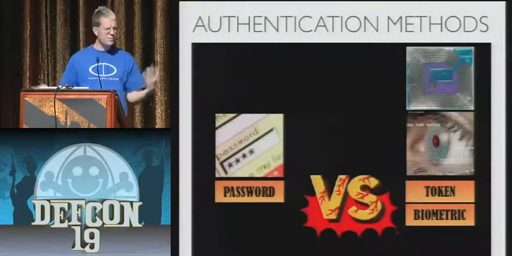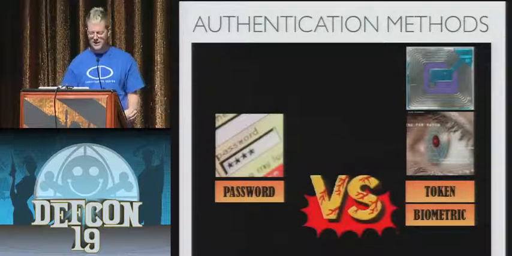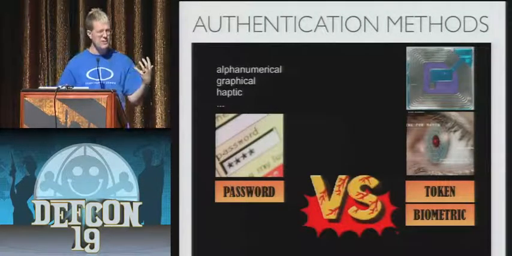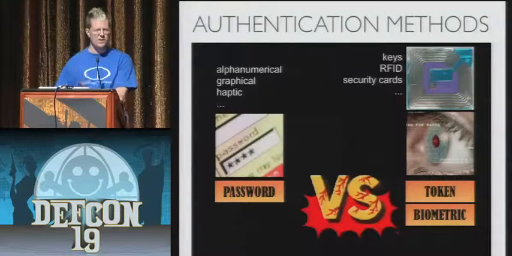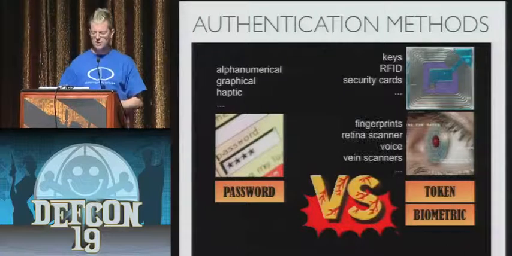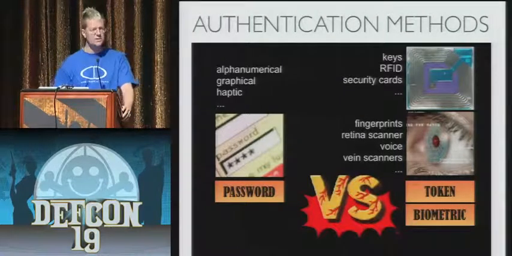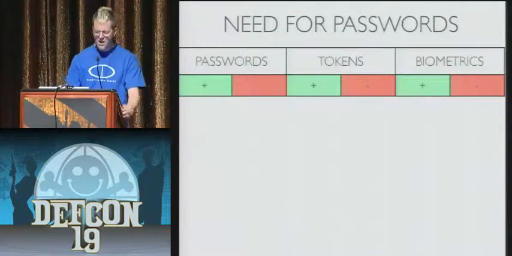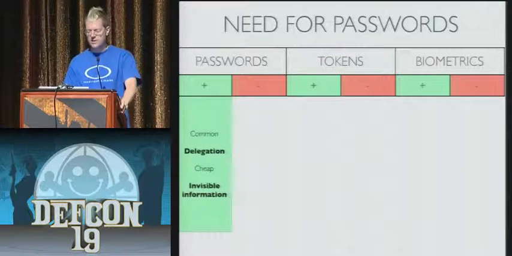So here are some basic authentication methods, and this is what passwords are competing against, right? So password is something that you remember versus something that you have. So a key or an RFID card or a security card, or something that you have because it's part of you, a biometric statistic of some sort. And why should you use one over the other? Each has advantages and disadvantages.